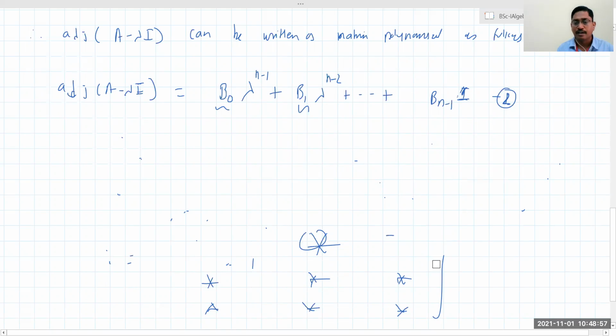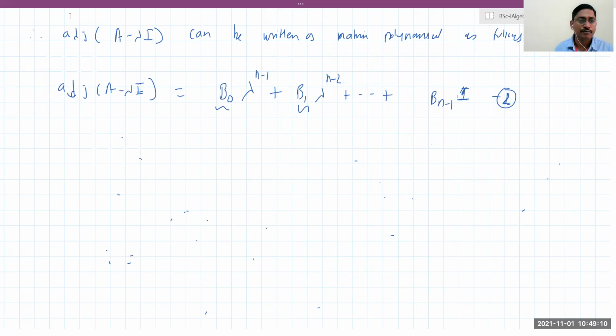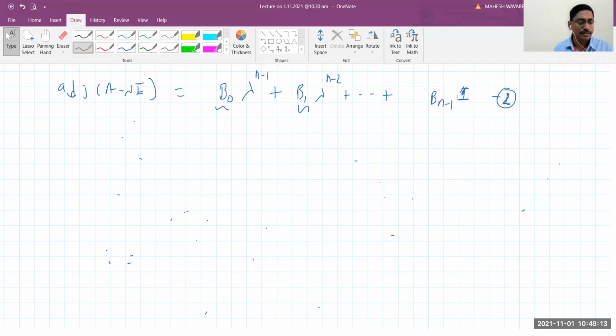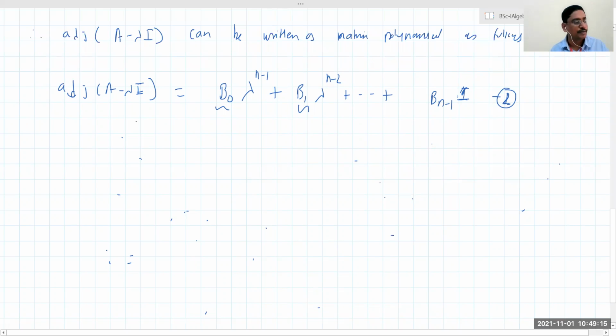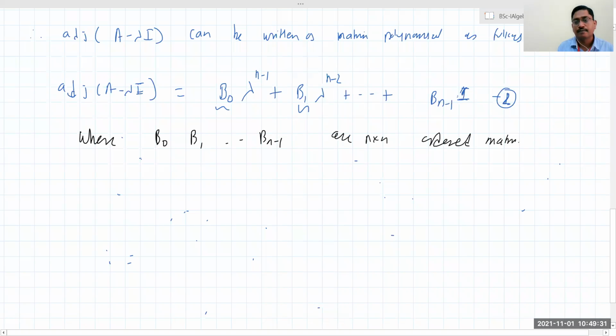I have mentioned there that the adjoint of this matrix is written as a matrix polynomial. Now, from the adjoint theory, we are going to apply this. We know that a matrix times its adjoint is the determinant times the identity matrix. I should mention here that B naught, B1, and Bn minus 1 are n by n order matrices.